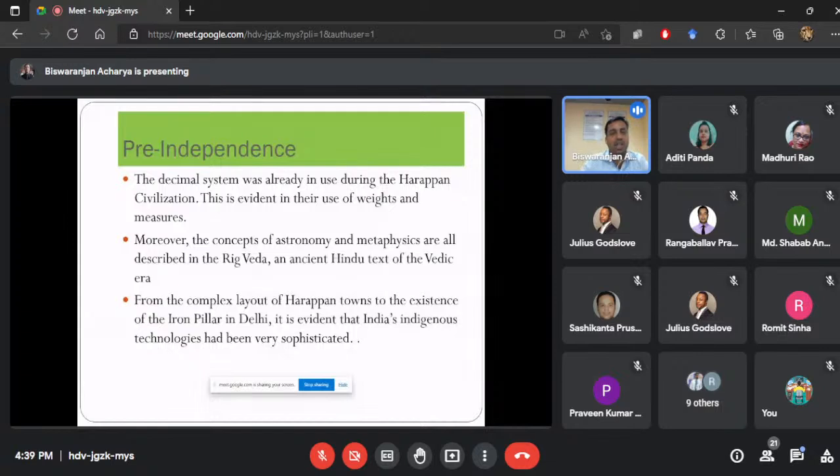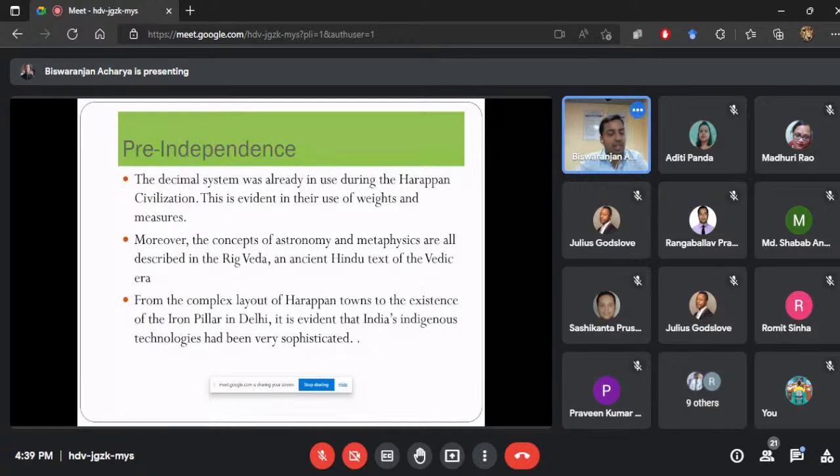Astronomy and metaphysics are all described in the Rig Veda, an ancient Hindu text of the Vedic era. From the complex layout of Harappan towns to the existence of the iron pillar in Delhi, it is evident that India's indigenous technology had been very sophisticated.